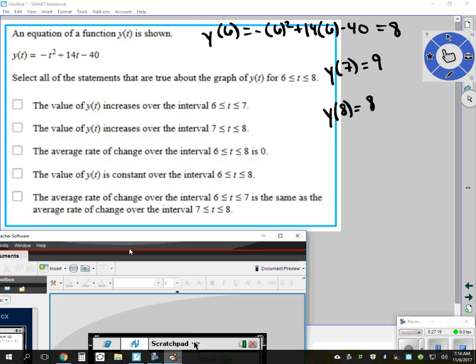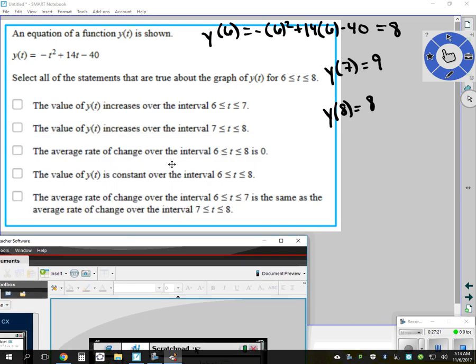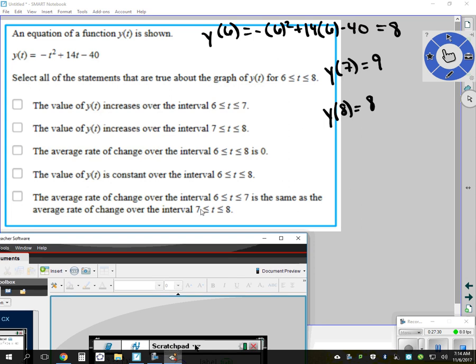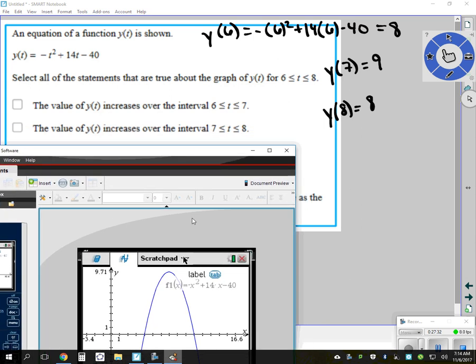This is a select all, so there could be more than one correct answer. The value of y of t increases over the interval. Remember, this just really means from 6 to 7. Okay, so going from 6 to 7, I'll erase my points. 1, 2, 3, 4, 5, 6. Here's 7. Going from 6 to 7, is it increasing? Absolutely. We went from 8 to 9. So yes, we could say that that is correct.